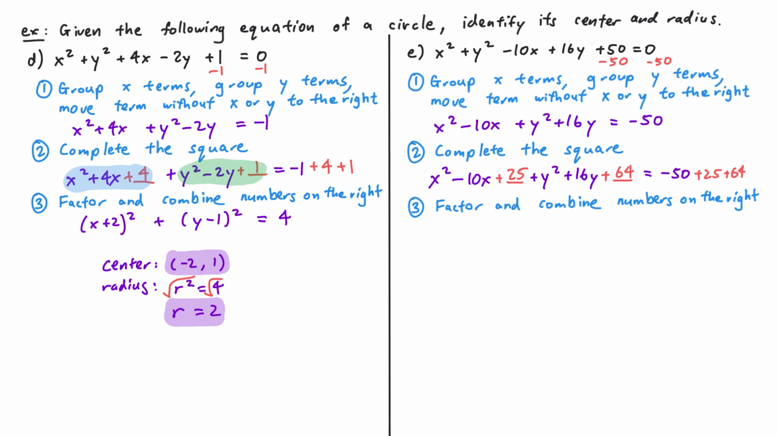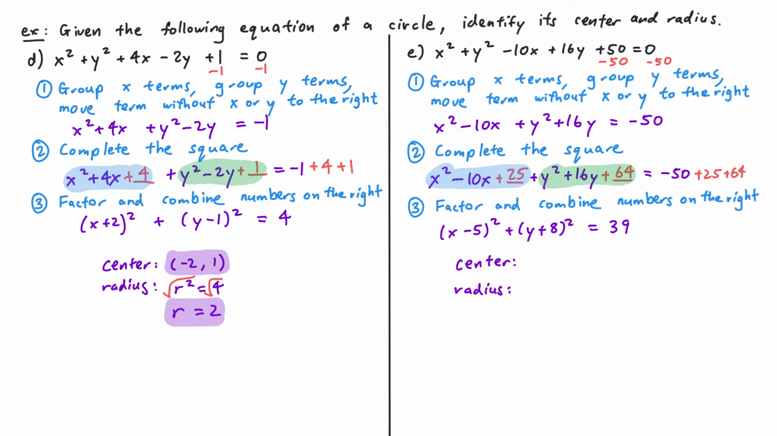Our last step is to factor and combine the numbers on the right-hand side. So take the x terms, x squared minus 10x plus 25, we'll factor that. Take the y terms, y squared plus 16y plus 64, we'll factor that, and then we'll combine those numbers on the right-hand side. Factoring the x terms, we're going to get x minus 5 squared. Factoring the y's, we get y plus 8 squared. On the right-hand side of this equation, we have -50 plus 25 plus 64. This gives us 39. So the equation for our circle is now in standard form, and we can identify the center and radius.